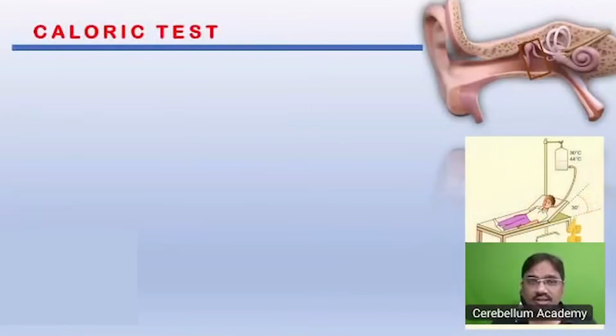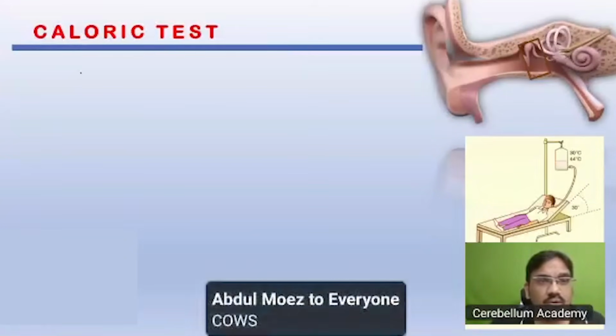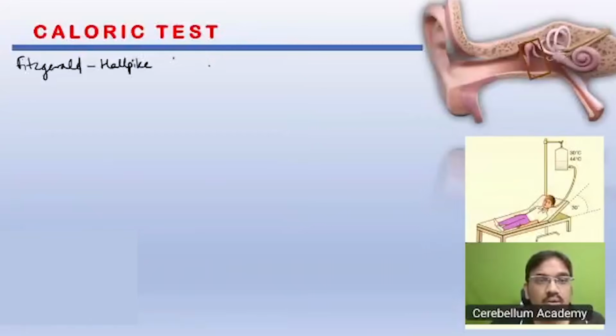Coming to caloric test. This is called as Fitzgerald. Another name for this, exact name for this is Fitzgerald Hallpike Bithermal Caloric Test.